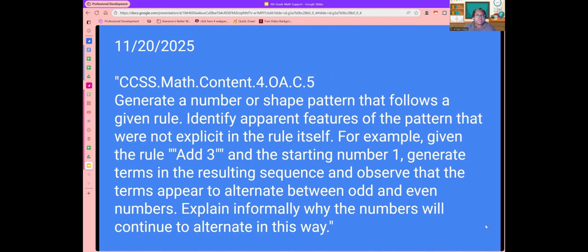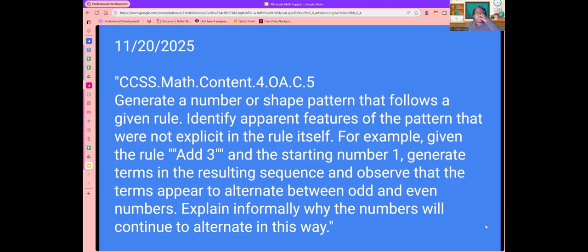Okay, so here we have generate a number or shape pattern that follows a given rule. Identify apparent features of the pattern that were not explicit in the rule itself. For example, given the rule add 3 and the starting number 1, generate terms in the resulting sequence and observe that the terms appear to alternate between odd and even numbers. Explain informally why the numbers will continue to alternate in this way.